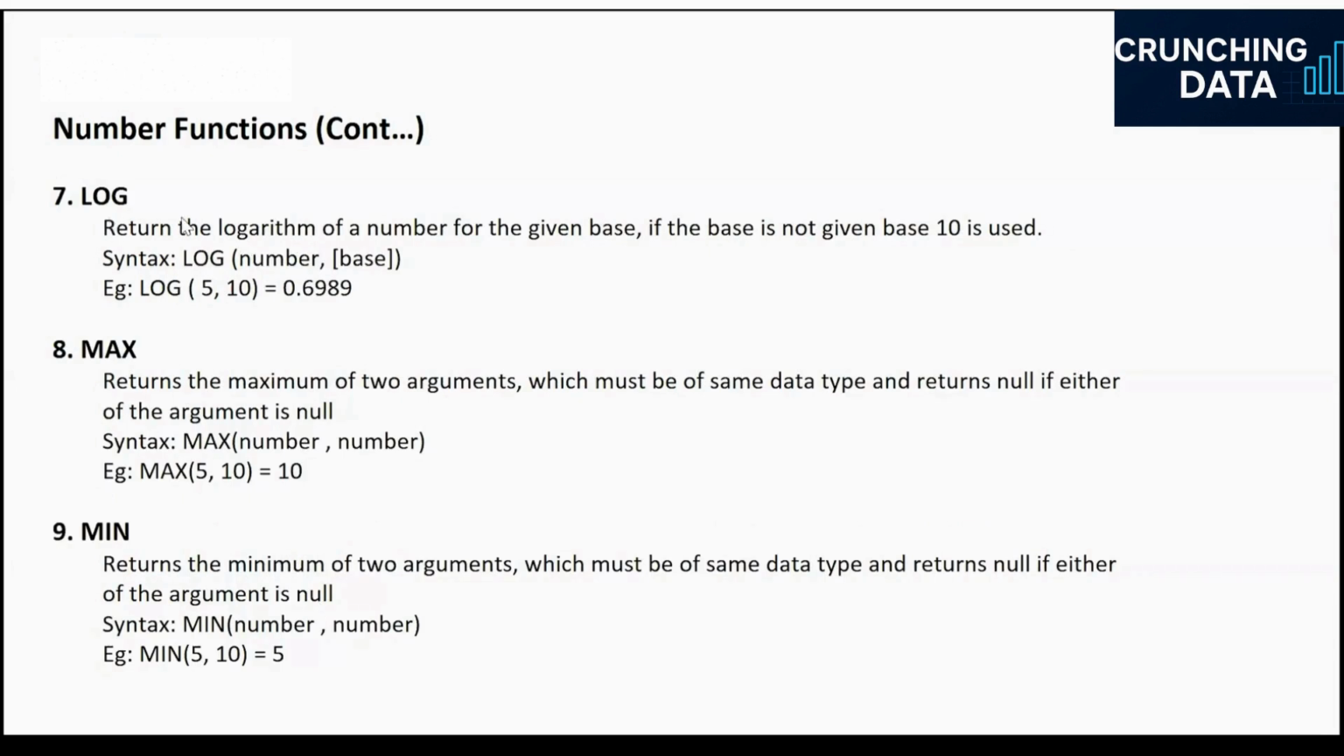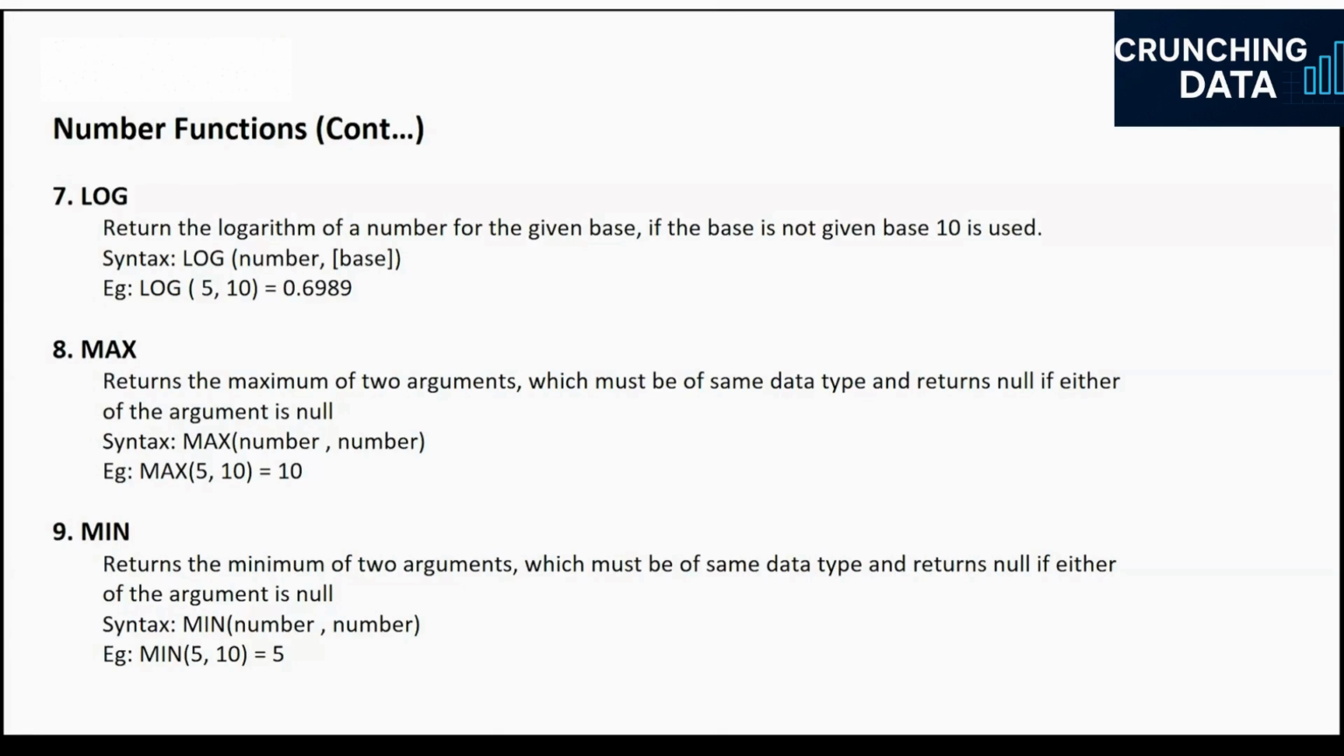Then we have the log. If no base is given to that log, it would take the base as 10 directly. If you need to provide a base, it is also possible. The syntax for that is log, then you provide the number, and then you provide the base. For example, I want to find the log of 5 with base 10. I can do it with the expression log, and in brackets I write 5 comma 10, and it would give me the value 0.6989. If you want to give any other base, it is also possible. Then we have the max function. This max function is used to find the maximum of two numbers.